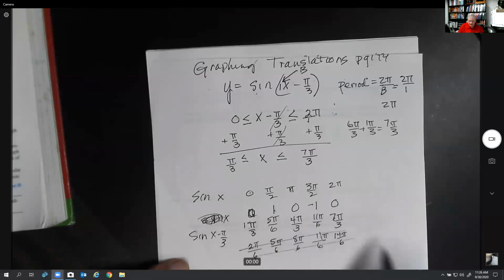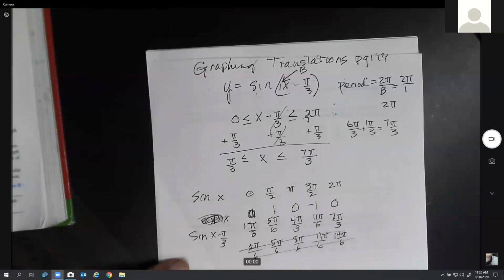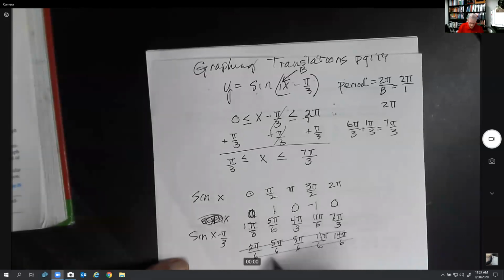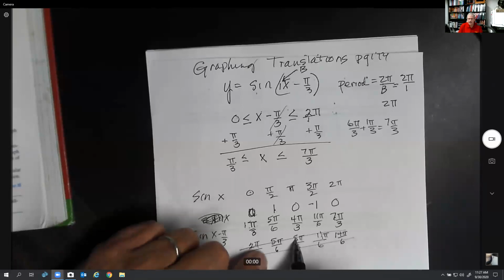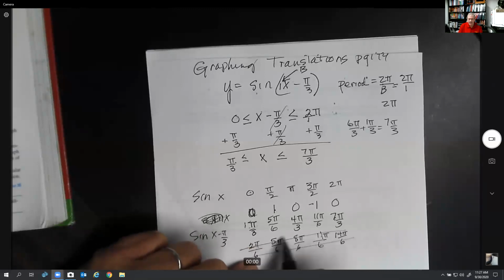Mr. Mitchell, can you explain how you got the 5 pi over 6? I doubled all these. Well, how did I get the 5? I added 2 and 8, which is 10. Half of 10 is 5. I need a number in between these two, right in the middle. And that's why I used the denominator of 6, so the denominators are the same.